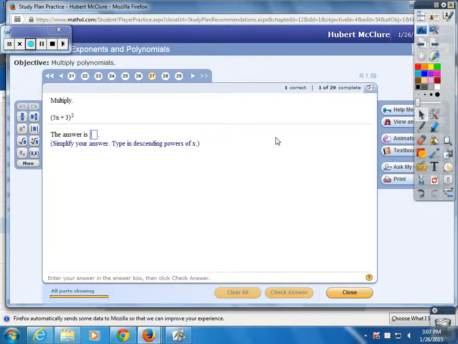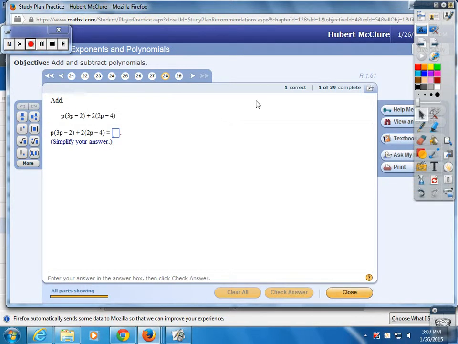Y'all about sleepy in here yet? Oh man, I believe it's the lights being off. I don't know who turned off that back light. They're not supposed to. Okay.